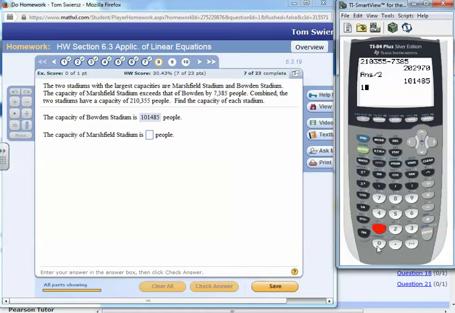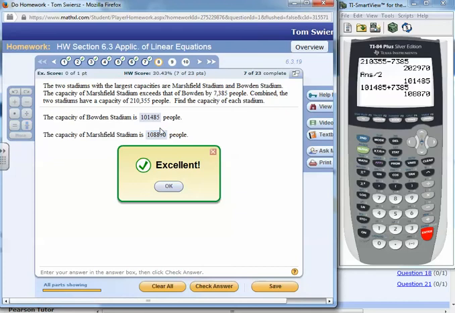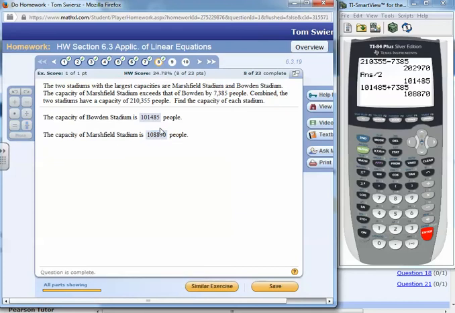Now, what was Marshfield? It was what was in Bowden, which is 101,485, plus the extra. Exceeds, so we add on 7,385. So its capacity is 108,870 seats. All right, very good.